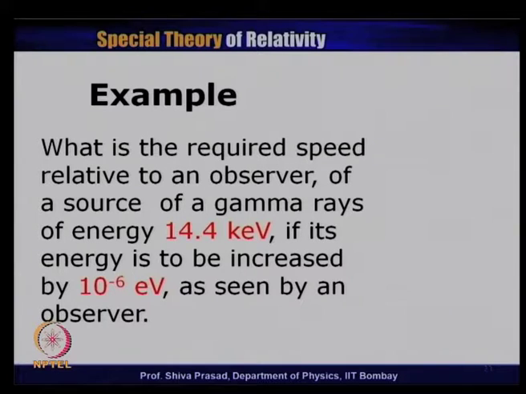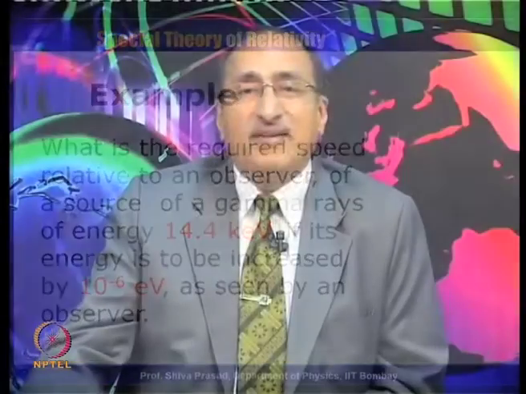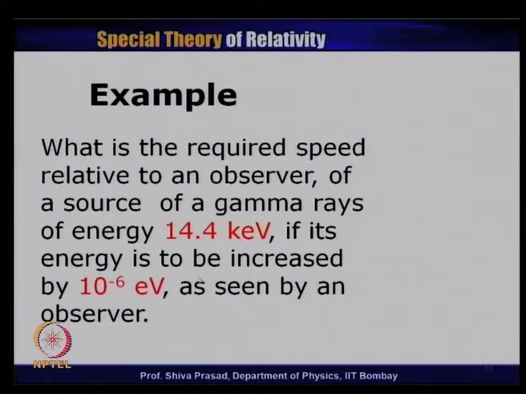if a source of gamma ray of energy 14.4 keV, when we say keV, kilo is 1000, it means 14.4 multiplied by 1000 electron volt, is to have its energy increased by 10 to the power minus 6 electron volt. I would just like you to appreciate the numbers. This is 14.4 multiplied by 1000 electron volt, and this is 10 to the power minus 6 electron volt. It is a very small change, 9 orders of magnitude, because this is of the order of 1000 electron volt, and this is 10 to the power minus 6 electron volts.